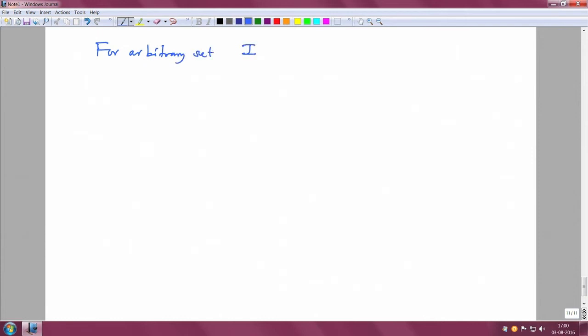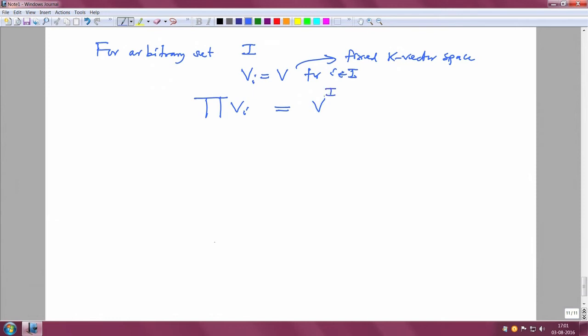Note that for an arbitrary set I, if I take the family V_i to be a fixed vector space V, a fixed K vector space, then the product set, the Cartesian product, you can think of it as a function from I to V. Any function f here, you can think of as a tuple f(i), and any tuple you can think of as a function.